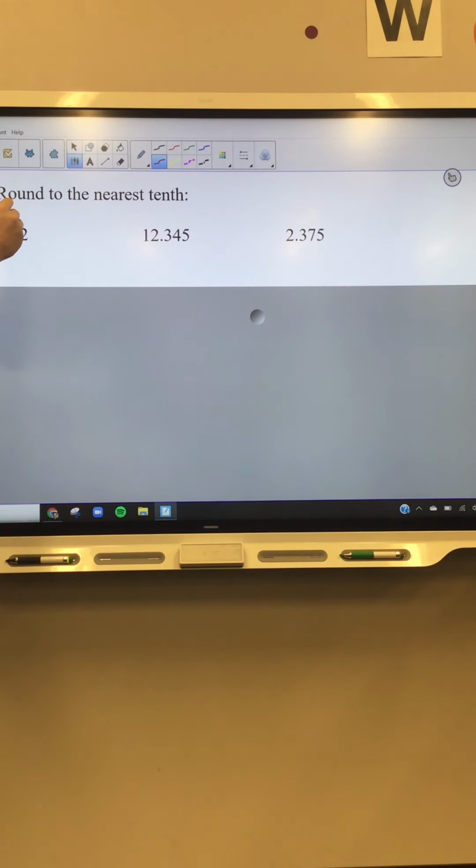So again, I look at the next one over to say, is this large enough to bump that up to the next number? It's not. It's not even halfway. So if I was to round this, I would round it to 0.1. Questions with that? All right, do the next two. Write down 12.345, rounded to the nearest tenth, and 2.375, rounded to the nearest tenth.